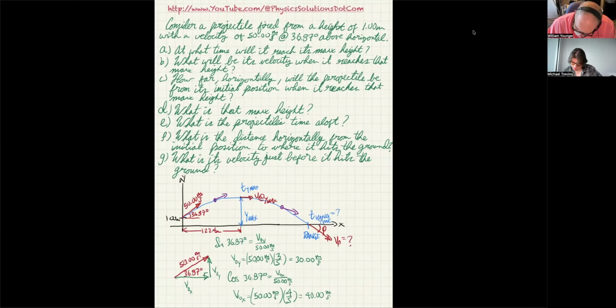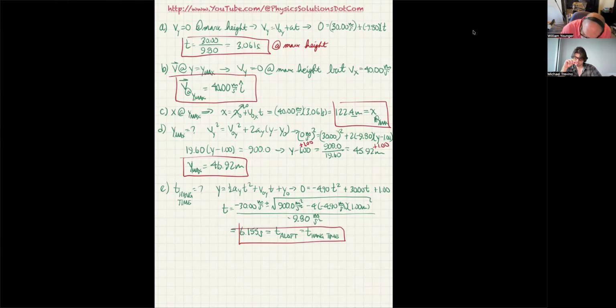Okay, now F, what is the distance horizontally from the initial position to where it hits the ground? I'm asking for the range. So that's pretty straightforward. We know exactly what to do. We know how long it's aloft, and all that time, that ball is rolling horizontally at 40 meters per second for that whole 6.155 seconds. So that ball is going to have rolled 6.155 seconds times 40.00 meters per second, and that allows us to calculate the range.